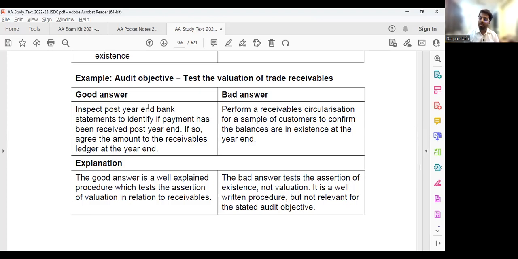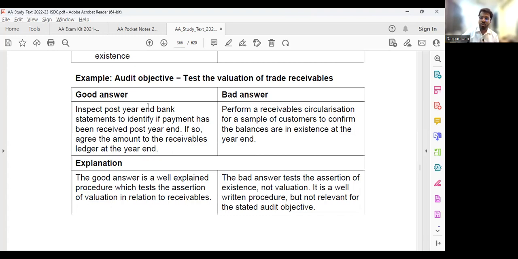So what are you doing? You're performing a receivable circularization for a sample of customers. But receivable circularization you can do to test which assertion? To test existence as an assertion and not valuation. Very important point. Listen very carefully. You are checking the assertion of existence and not valuation.